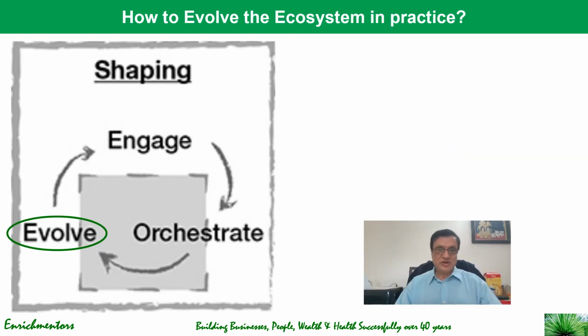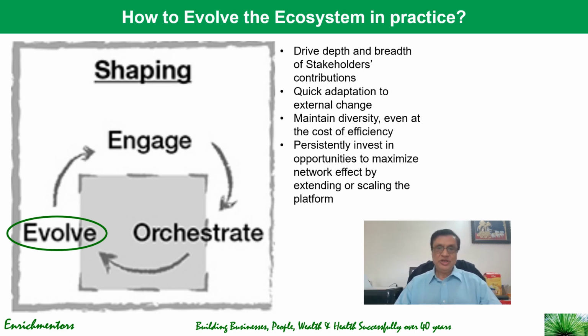The last stage of developing an ecosystem is to allow it to evolve after having engaged as an orchestrator. What you need to let it evolve is to drive the depth and breadth of stakeholders' contributions, that is, the various members of the ecosystem, and quick adaptation to external change. So you need to drive the breadth and depth as well as keep watching for any changes and then quickly adapt the platform to that.